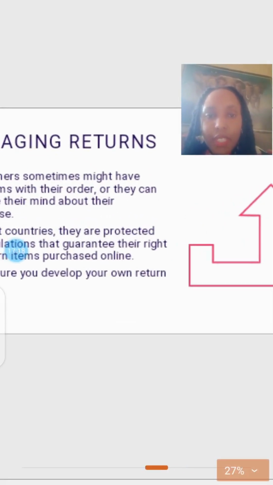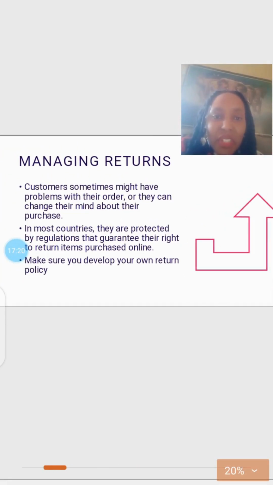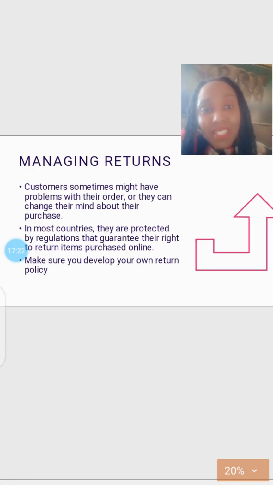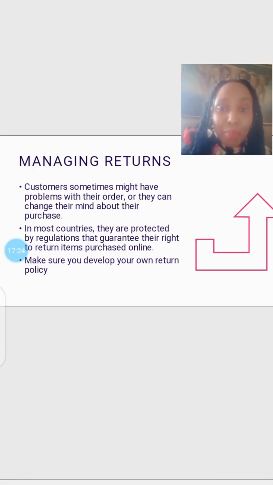So returns. Let's manage our returns. One of the most disappointing processes in shipping is when your product is returned. Customers sometimes might have problems with their order, or they can change their mind about their purchase on the way. That's a disadvantage. In most countries, they are protected by regulations that guarantee their right to return items purchased online. Make sure you develop your own return policy.